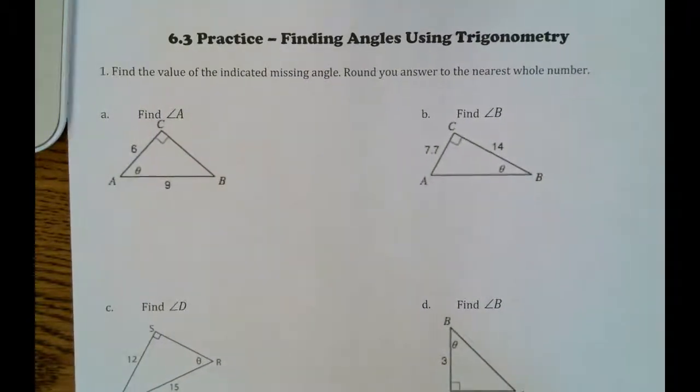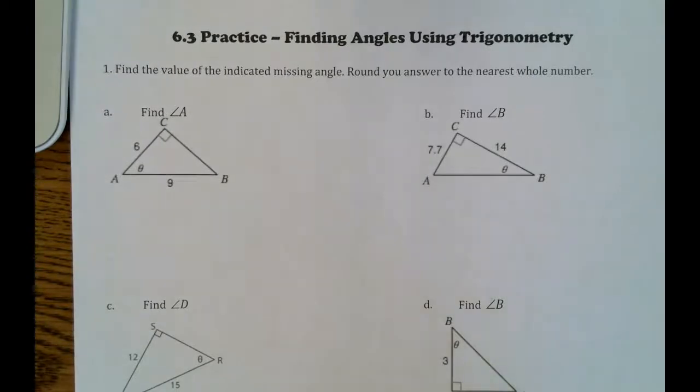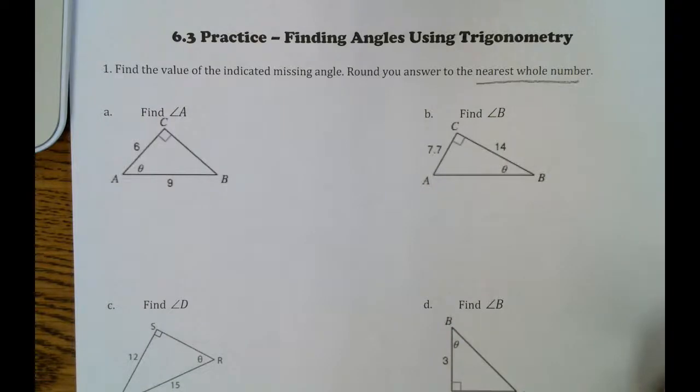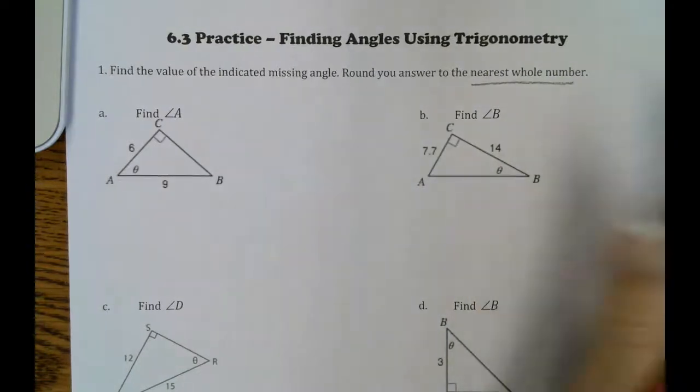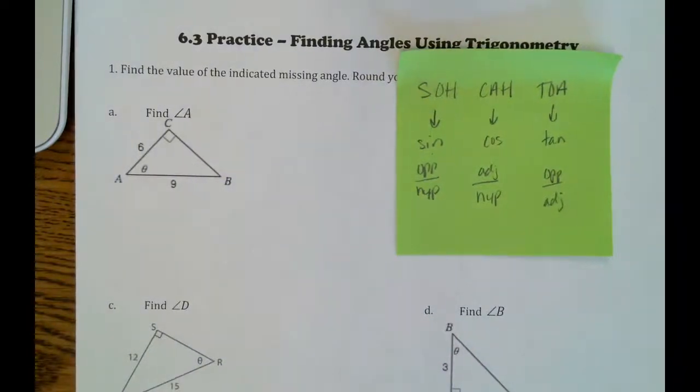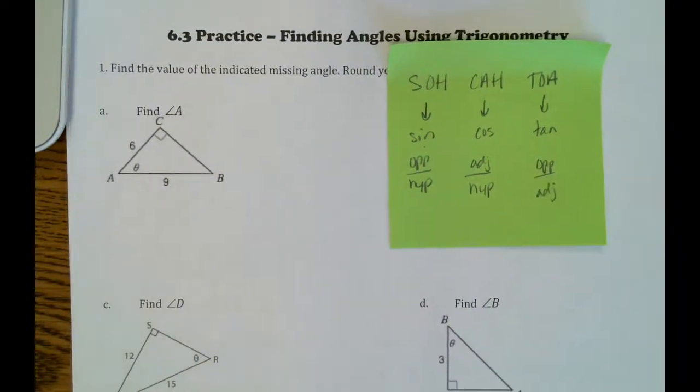Okay, group, we are on our 6.3 practice. Here we are finding angles, and we're just going to round to the nearest whole number. So keep in mind that we're going to be using SOHCAHTOA again on this. So if you need those, there they are. Feel free to take a picture, write those down on your paper.